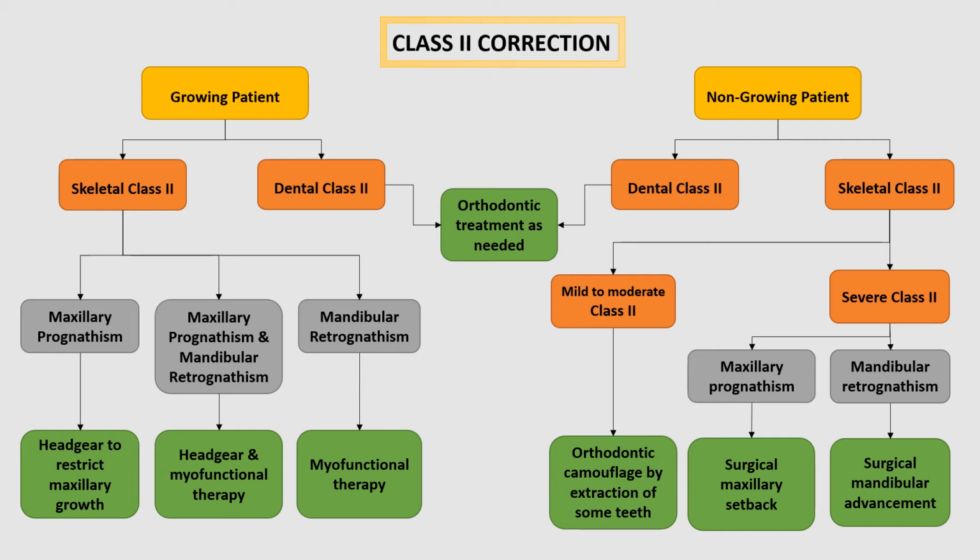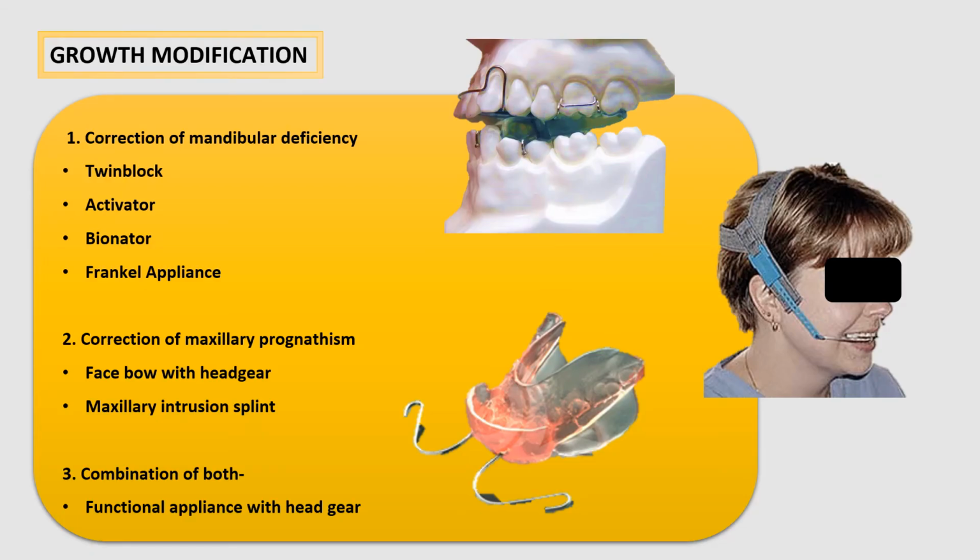Whereas if it's a growing patient, you can use headgear to restrict the maxillary growth, or you can subject the patient to headgear and a myofunctional therapy, or myofunctional therapy alone. So here we will discuss very briefly about growth modification, as we've already discussed at length in another chapter. So here, correction of the mandibular deficiency, you can use any of the appliances listed, that is twin block, activator, bionator, or Frankel appliance.